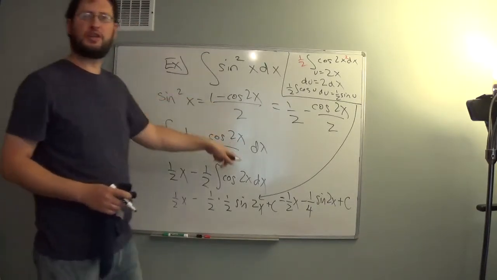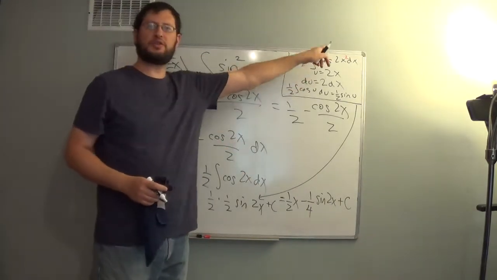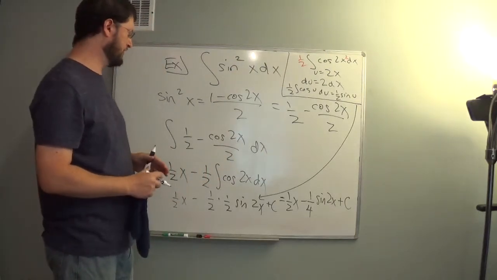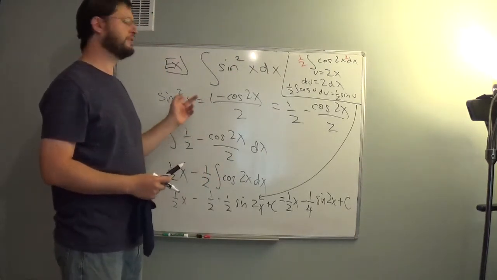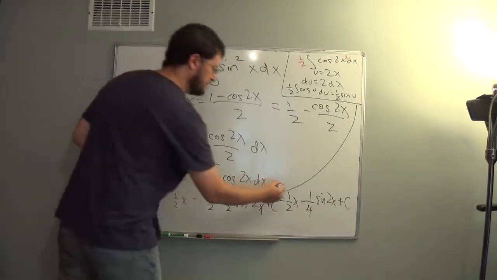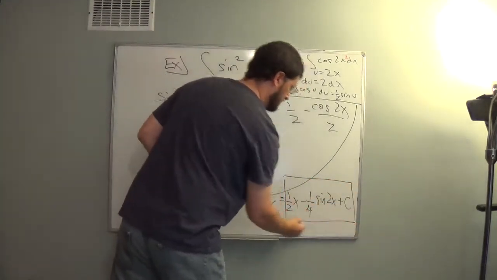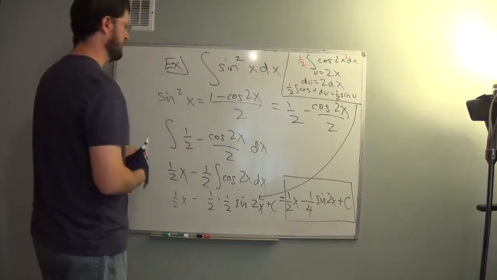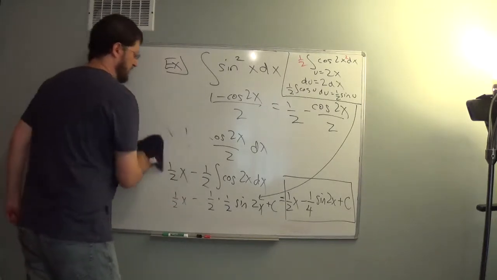So there was a u substitution, a minor u substitution as a part of the solution, but the key point was to break this up using a double angle formula. Alright, we're going to do one more.